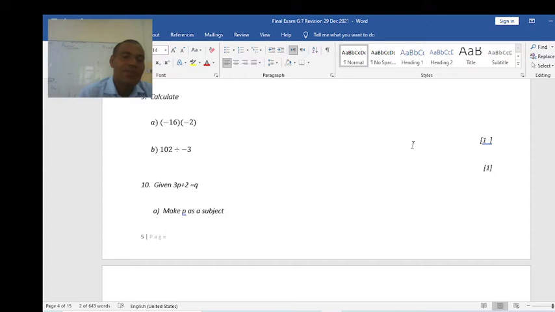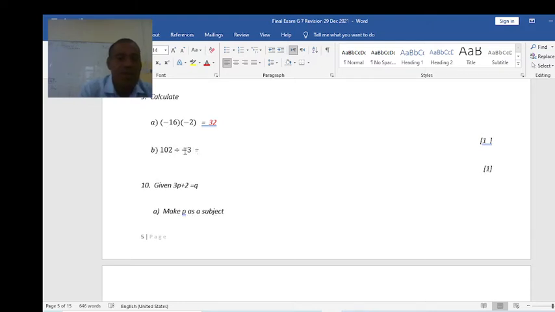Now calculate negative 16 multiplied by negative 2. Negative by negative is positive. Double 16 is 32. Okay. Then negative 102 divided by negative 3. So gives what? We can use long division. How many 3's in 3 gives the answer? I'll just write the answer.